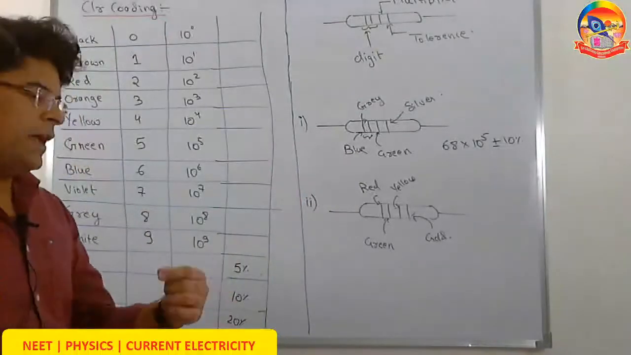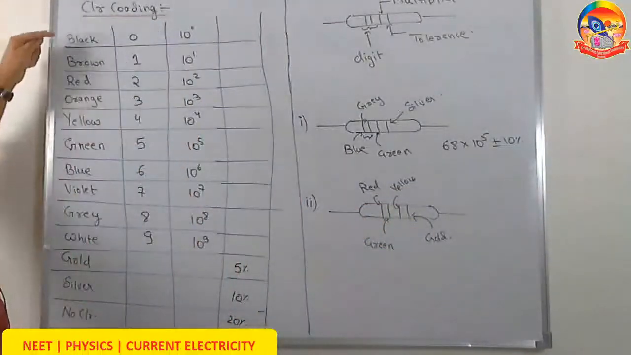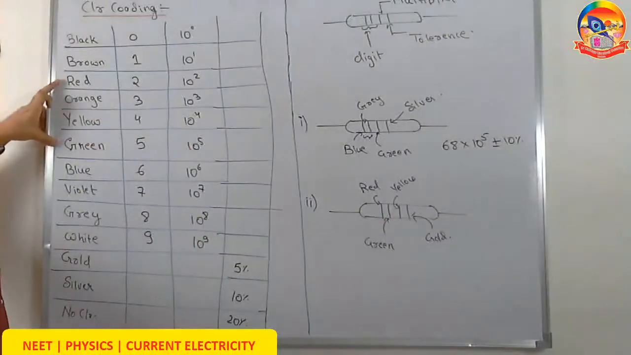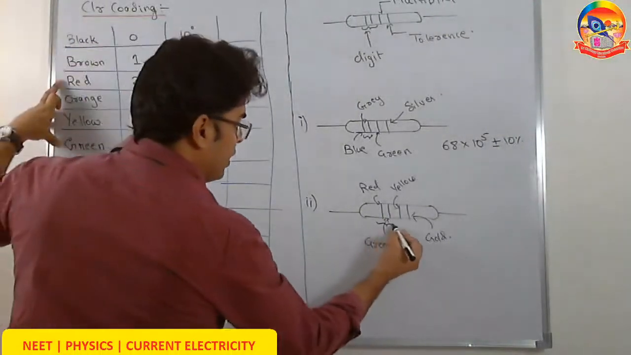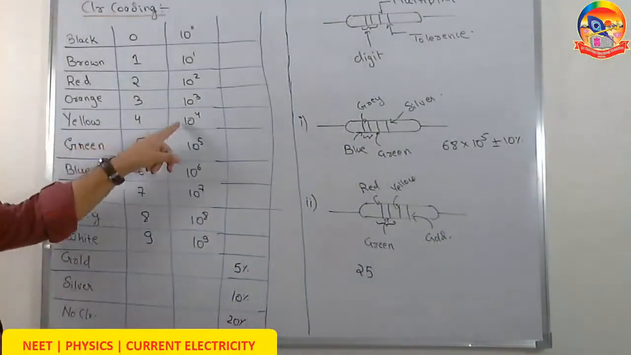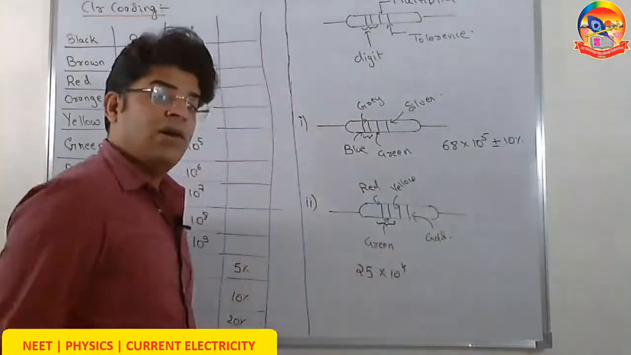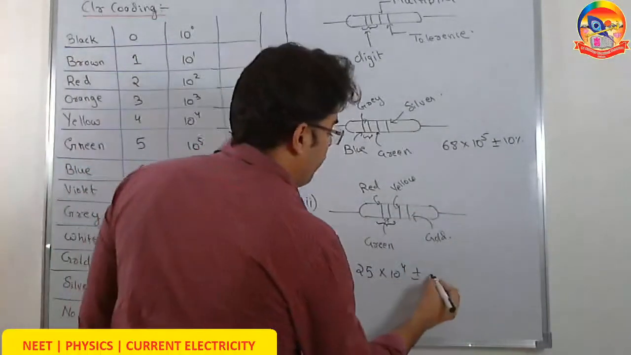Let's take one more example. Red, green, yellow, gold. Corresponding to red, the number is 2. Corresponding to green, the number is 5. So here the digits have to be 25. Yellow, the multiplier for yellow is 10 raised to power of 4. And this is the gold rated resistor, so plus minus 5%.